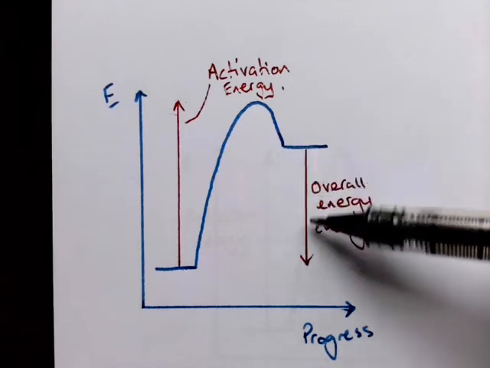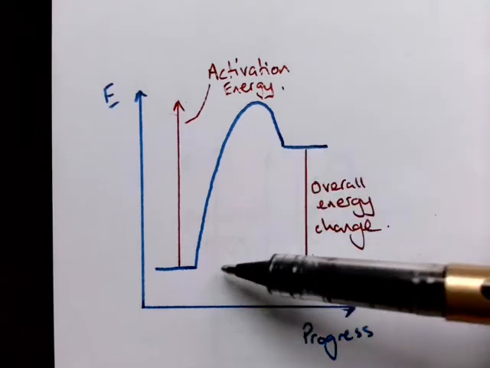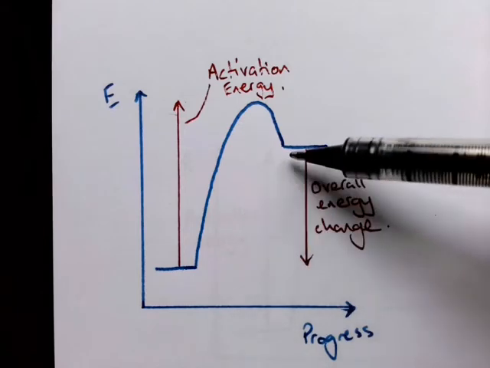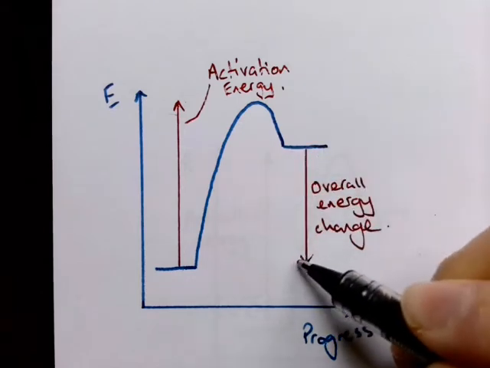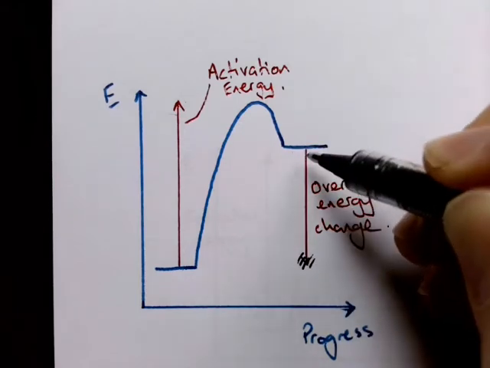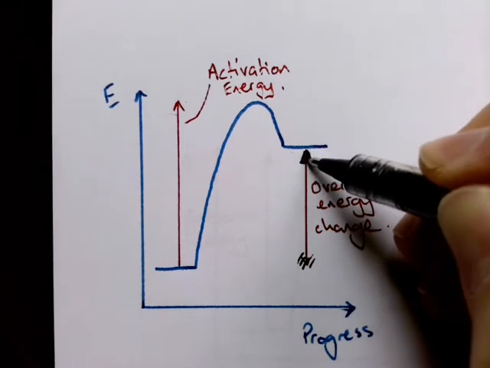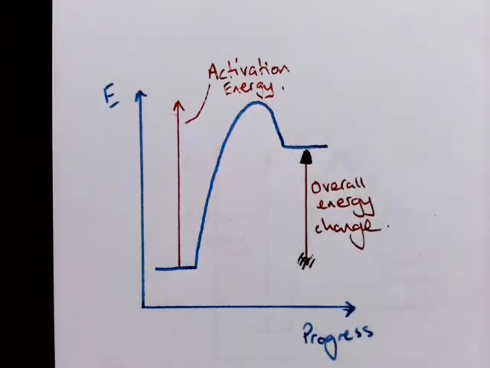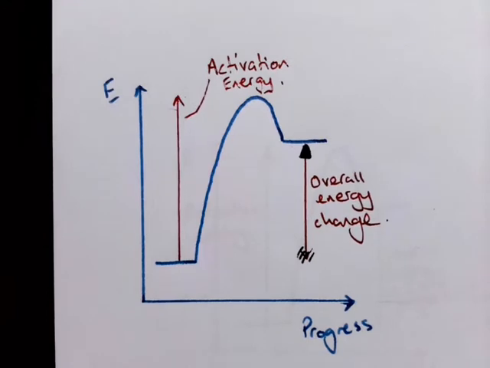However, the overall energy change is wrong. The overall energy change needs to point from reactants to products. So the arrowhead shouldn't be down there. The arrowhead should be up here. Okay, right, on to the next one.